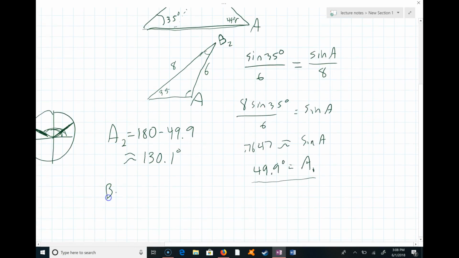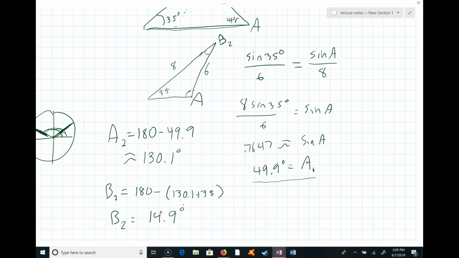So that means that angle B is going to be 180 minus 130.1 plus 35, right? Because I'm adding these 2 together and subtracting that from 180 gets what's left for there. So that's going to be 165.1, so that would be what? 14.9. So B2 would be 14.9 degrees. And the fact that I got something that wasn't negative means that that second triangle does exist. So this is a case where we have 2 triangles.